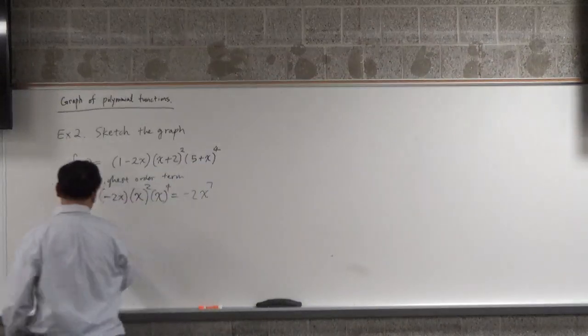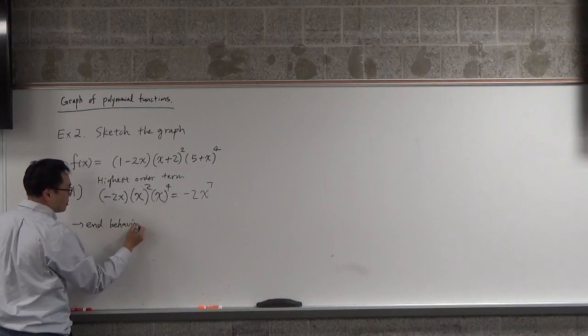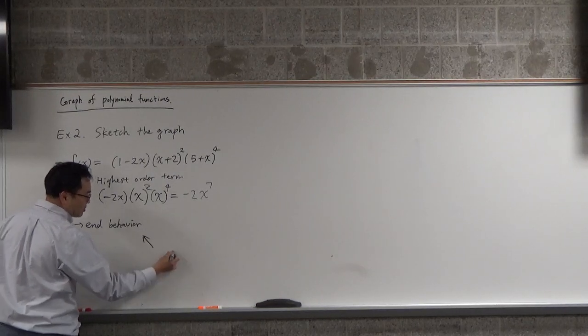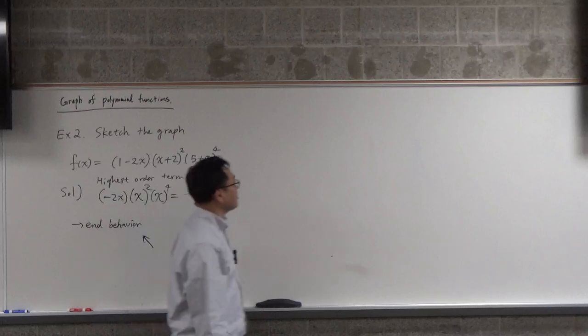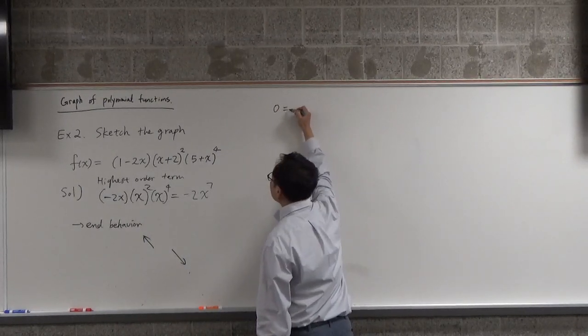So you have the end behavior is this way and that way. Okay. Now let's try to find the zeros.